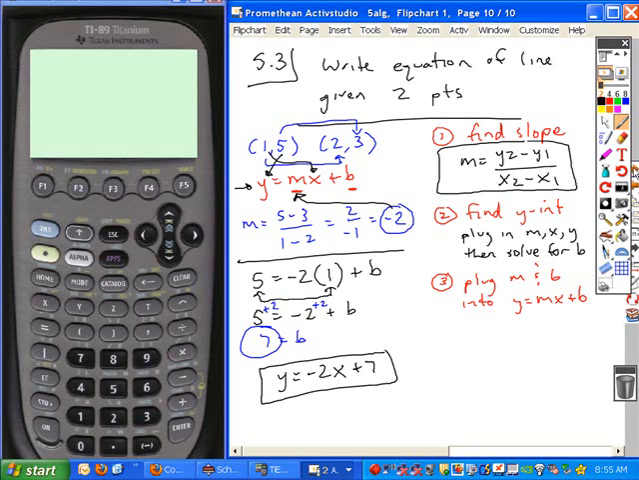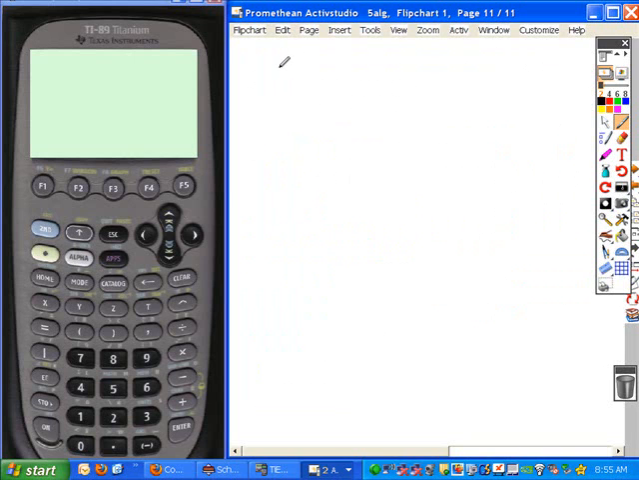Okay, so let's go through how you could program your calculator to solve all of this. All right, let's say our 2 points.